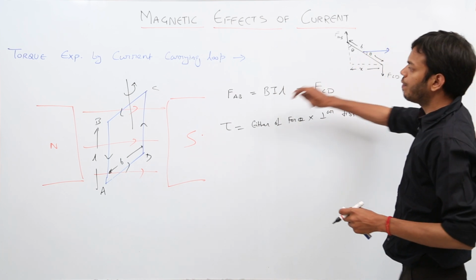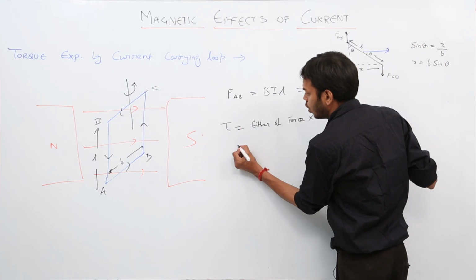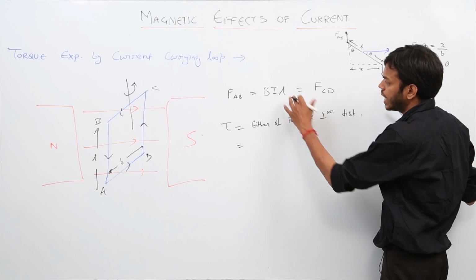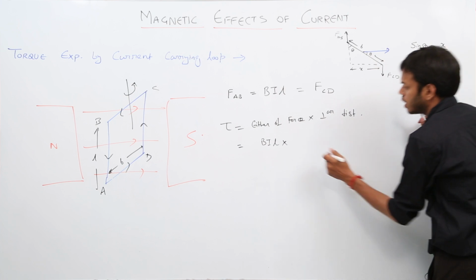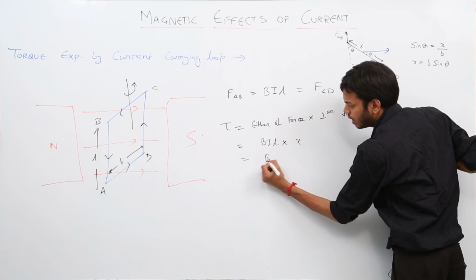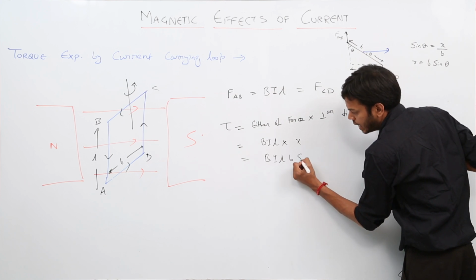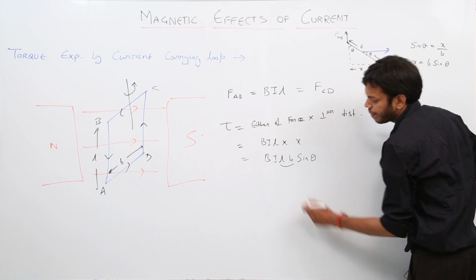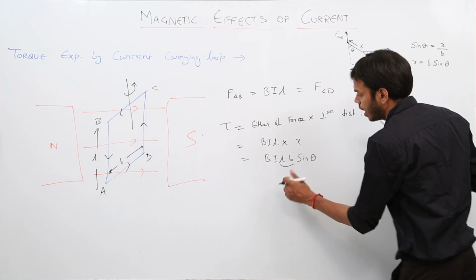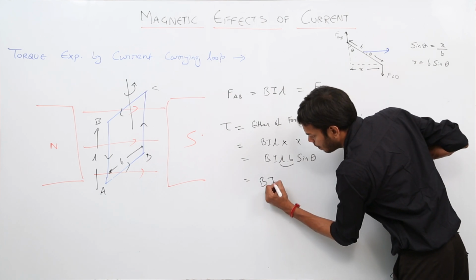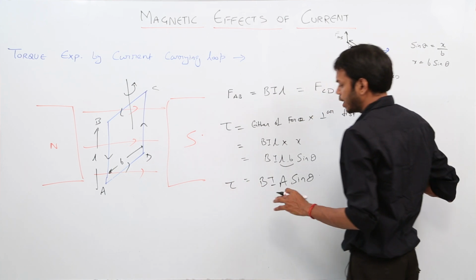This would be the diagram if you see this part from above. Alright, so continue this line: either force, that is BIL, into the perpendicular distance, which is x. Change x with b sine theta. So BIL into b sine theta. This part, L into b, is the length into breadth of this rectangular loop. That means this is the area. So you have BIA sine theta, and this is the actual answer for torque.